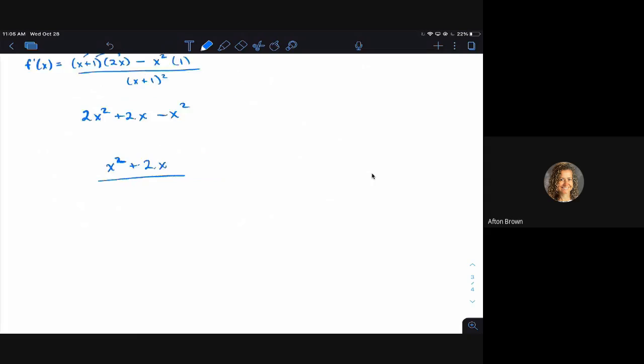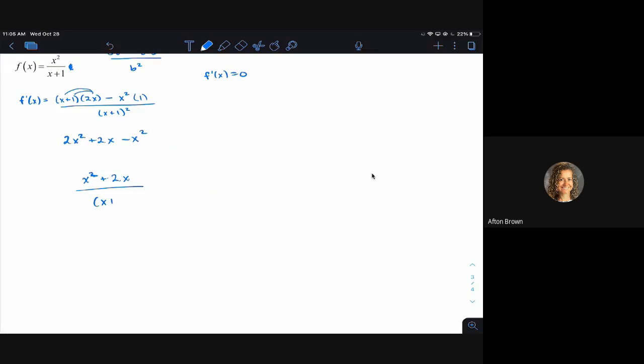divided by, what was the denominator? x plus 1 squared. Remember with quotient rule, never multiply out the denominator. It's going to be way easier to work with if you just leave it as quantity squared. Our goal is, when does this equal 0? What's our shortcut? When does a fraction equal 0? With which piece?